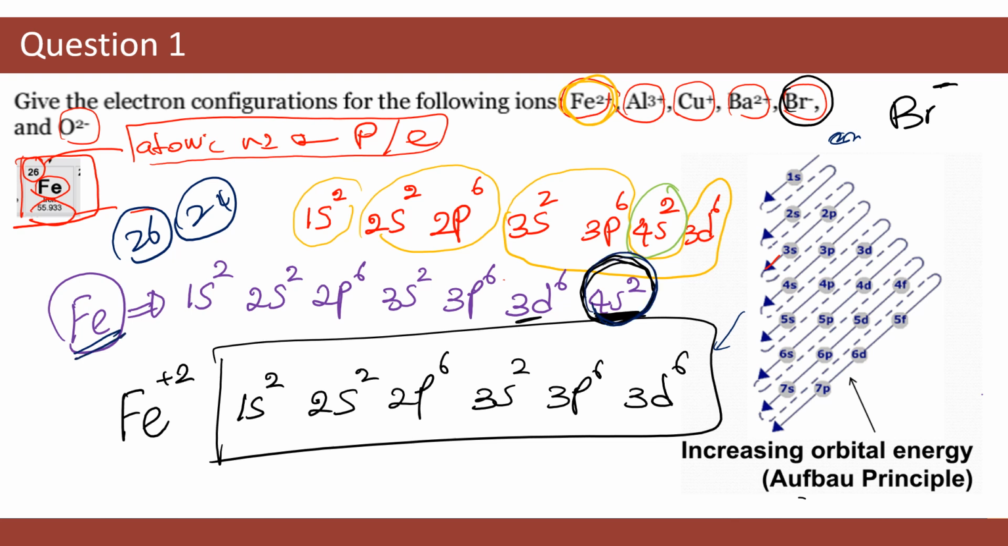We call these valence electrons. They are the ones which go for reactions. So you take the electrons from the outermost shell. So first we write for Fe and then go to this one.